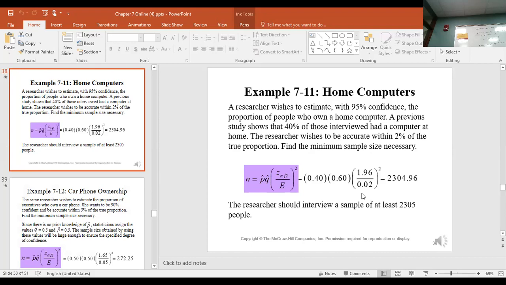So this researcher wants to determine the proportion of people that own a home computer. But he does not want to be wrong by more than 2%. He learned that in the past, it was 40% of people that had a home computer. And he wants to use that to determine the minimum sample size we can use.